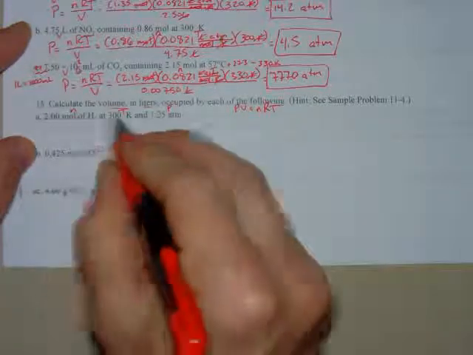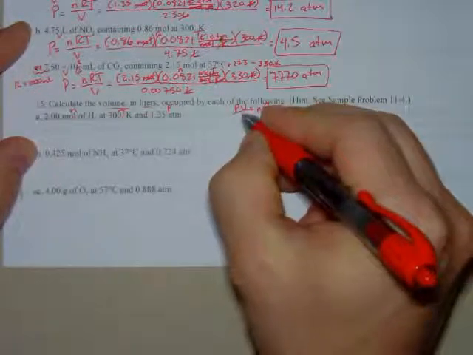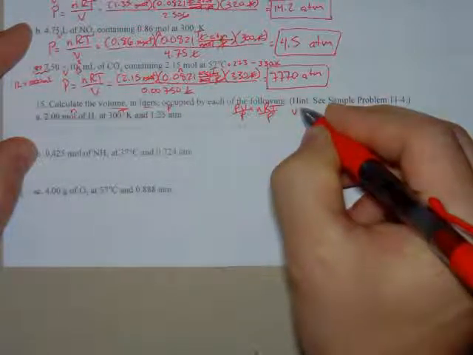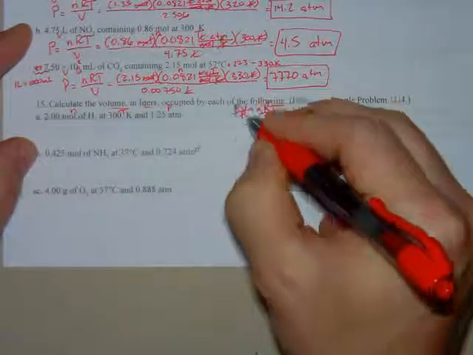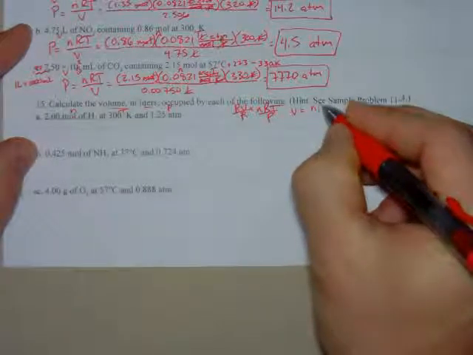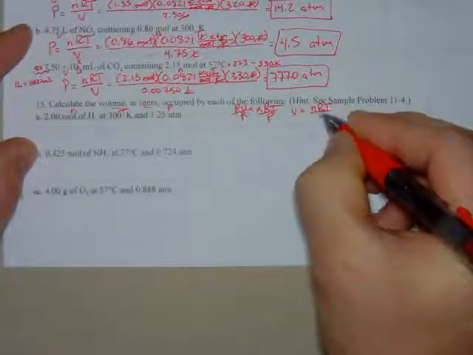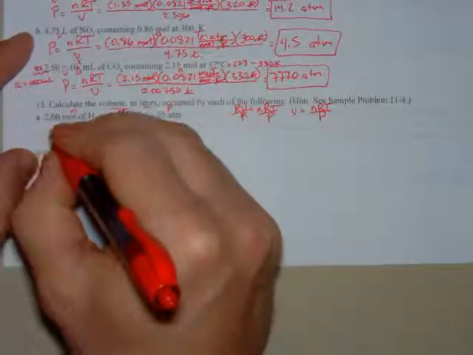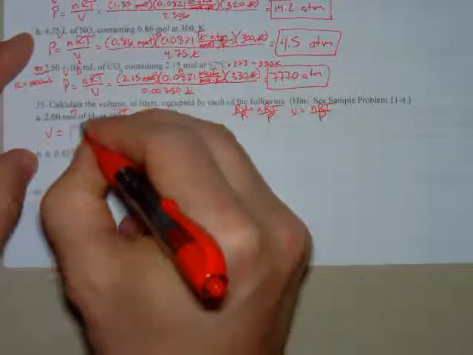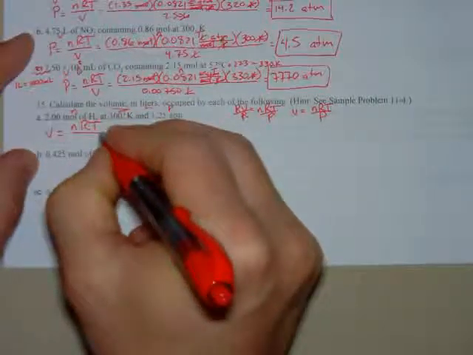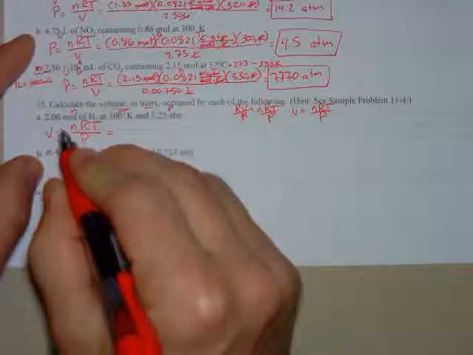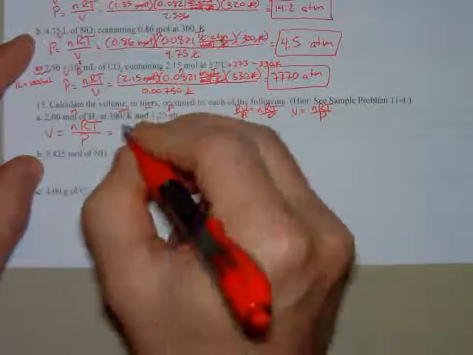So let's rearrange this equation to solve for volume, because that's what we're going to be doing. So volume is equal to nRT over P. So V is equal to nRT over P. So let's put these numbers in. So let's see, we have 2 moles.